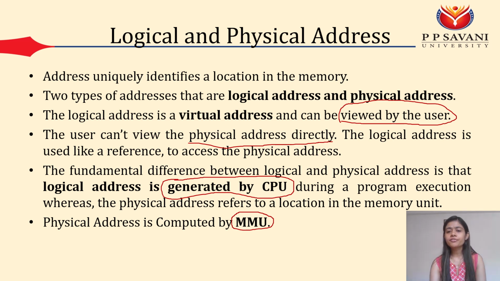The fundamental difference between logical address and physical address is that the logical address is generated by the CPU during program execution, and the physical address refers to the location in the memory unit. The physical address is the actual address where your data is stored in the memory unit. So the physical address is going to be computed by which unit? MMU. The full form of MMU is Memory Management Unit. The Memory Management Unit is responsible for mapping between logical address and physical address.